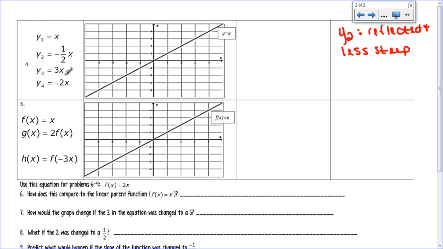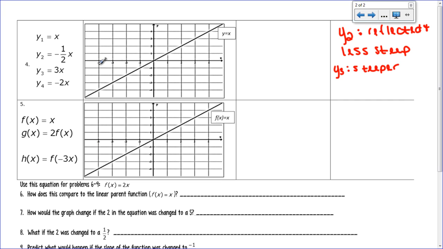If I go from y1 to y3, all that's happening is I went from 1x to 3x, so y3 is just going to be steeper. Because when I went from a 1x to a 3x, I increased the slope and made a steeper line. Now, I'm always going to compare to the parent function. That's why we started with the parent function. Everything comes from the mama, so we always compare back to the mama.